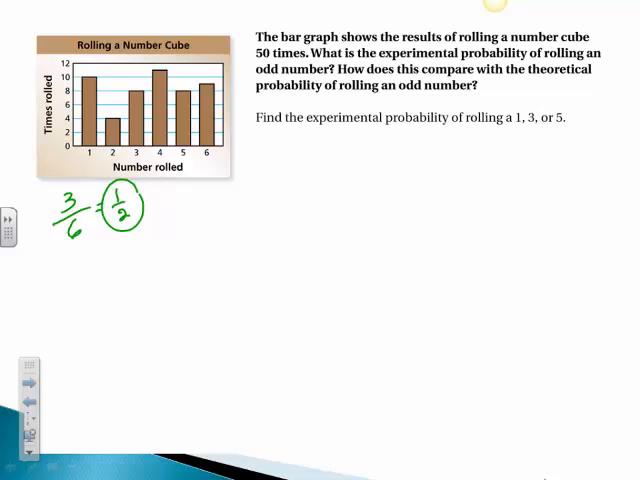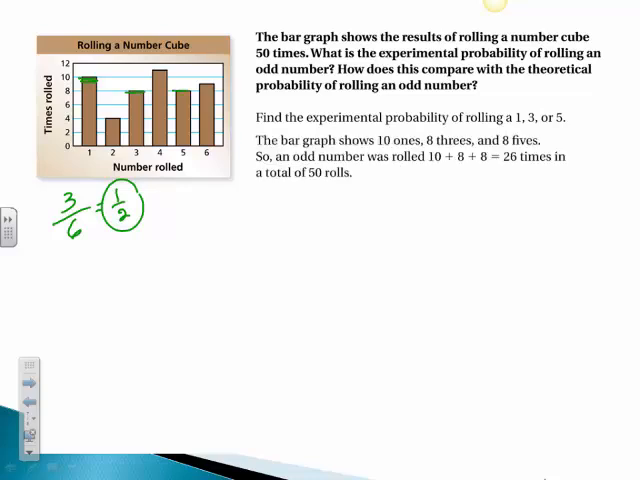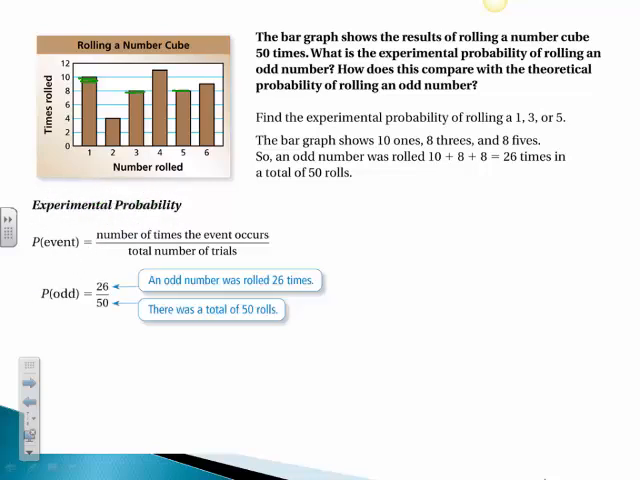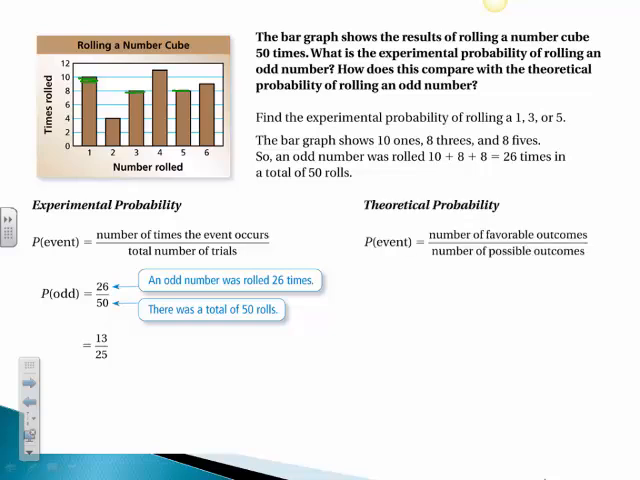So we roll it 50 times. We rolled it 10 times for 1. Whoops, my line is too low. 10 times for 1. We rolled it 8 times for 3, and we rolled it 8 times for 5. Okay? So we have to add all of those up, and we get 26 times out of 50 rolls. So the experimental probability is 26 over 50, which is 13 out of 25.